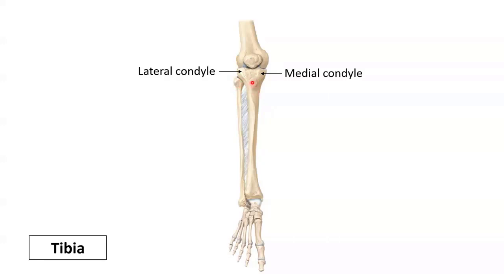On the proximal anterior surface is the tibial tuberosity, which you can feel on the front of your shin, just underneath your patella. And the tibial tuberosity serves as a point of attachment for the patellar ligament, which anchors the patella to the lower leg.